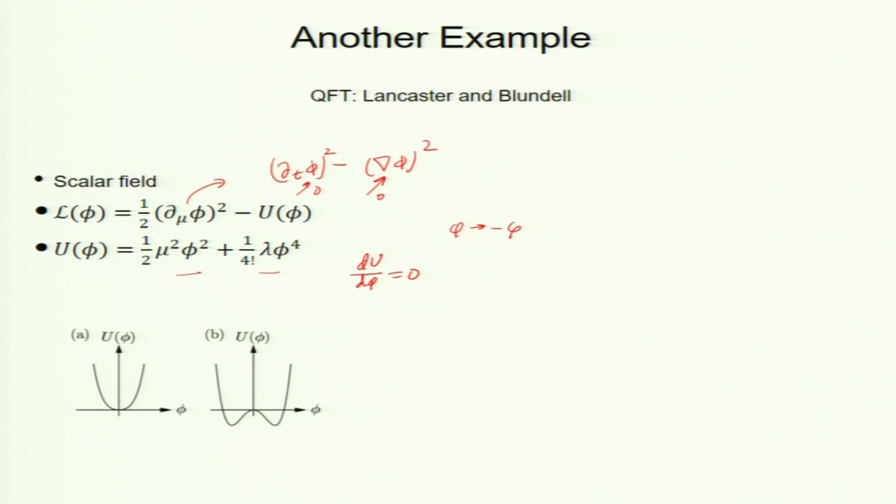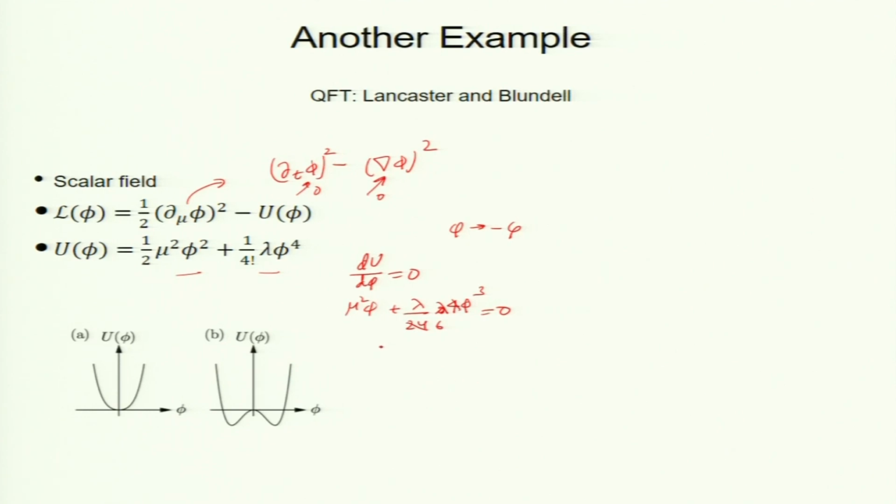Okay. So, take the derivative of this. What is the derivative of dU by d phi? So, mu squared phi plus lambda by 4 factorial, which is 24 lambda, the derivative of phi to the power 4 will be 4 phi cubed. So, this becomes 6. So, this is the equation, not yet the solution.